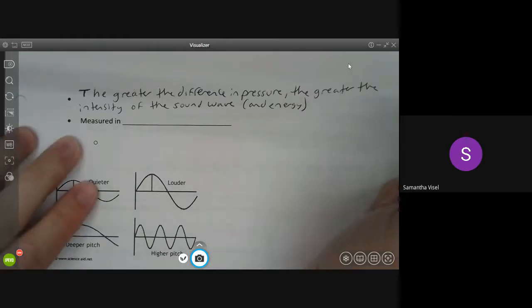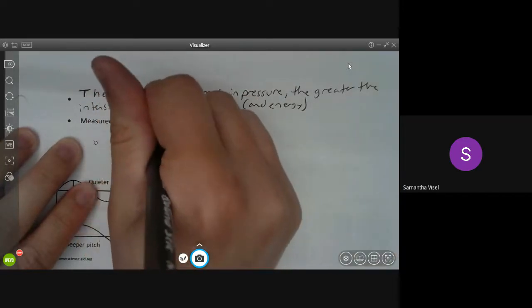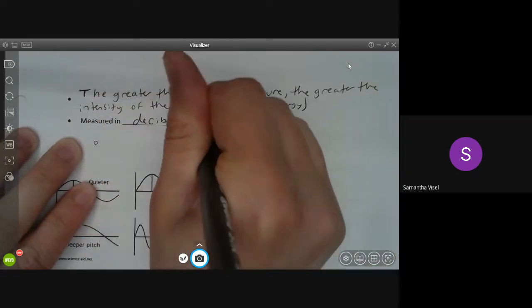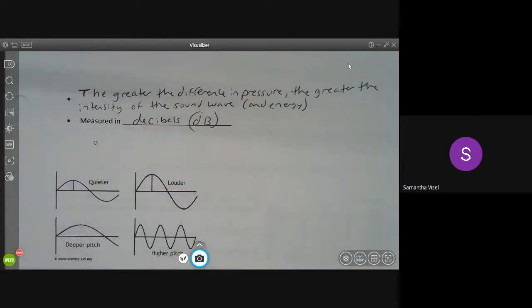Now you might see here and there a unit called the decibel. We're not going to do a whole lot with decibels, but you'll probably see that unit here and there as a measurement. So this measurement of sound intensity, so again, how loud, how energetic that sound wave is going to be, can be measured using the decibel unit.